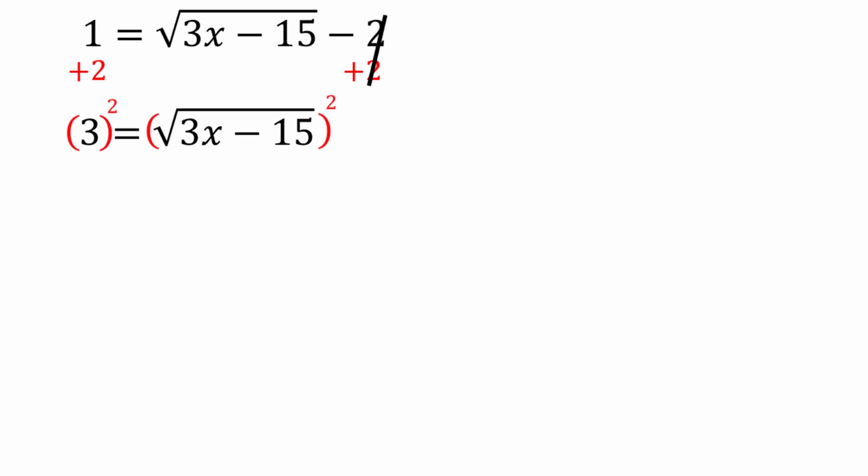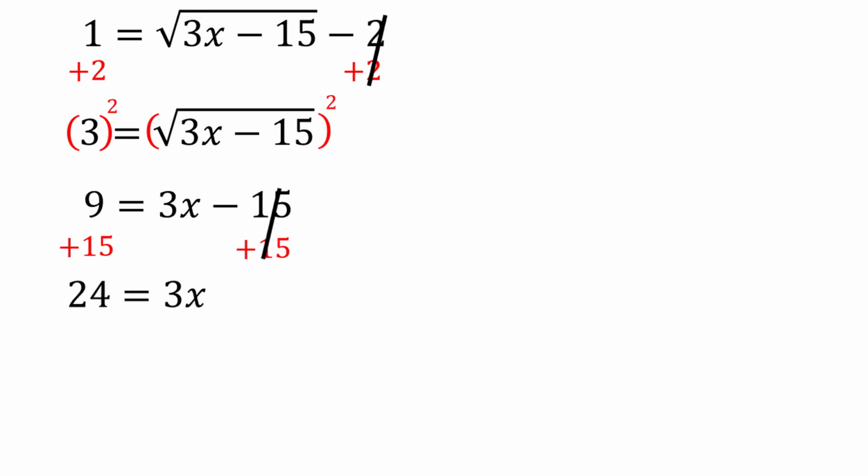Squaring both sides, we get 9 is equal to 3x minus 15. Adding 15 to both sides, we get 24 is equal to 3x. Dividing each side by 3, we get x is equal to 8. We don't really have to worry about 8 being an extraneous solution because we checked before we squared each side that the square root equaled a positive number.